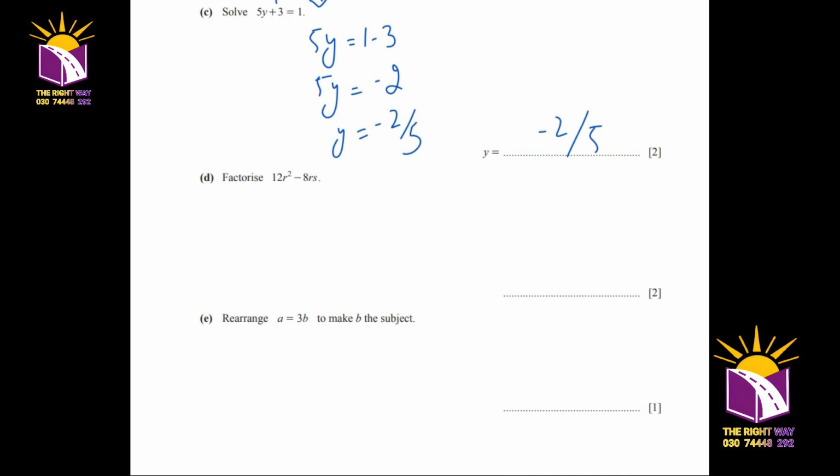Factorize. For factorization, I am taking common in these two. And I know that 12 and 8 come in the table of 4. So 4 is common, and both contain R, so R is also common. For 3 times 12, 3 remaining, 1 R is common and R remaining. For 2 times 8, 2 R is common and S remains. So 4R times 3R minus 2S is your answer.